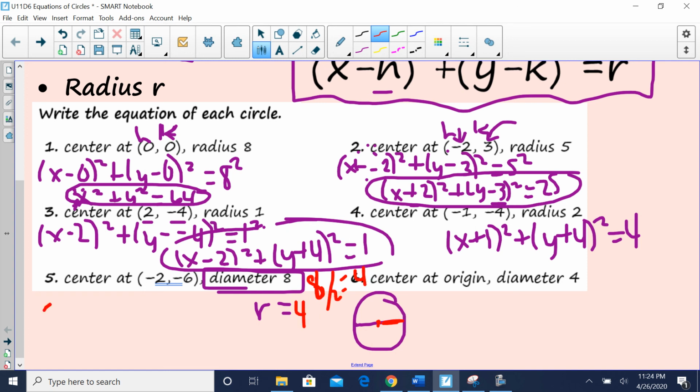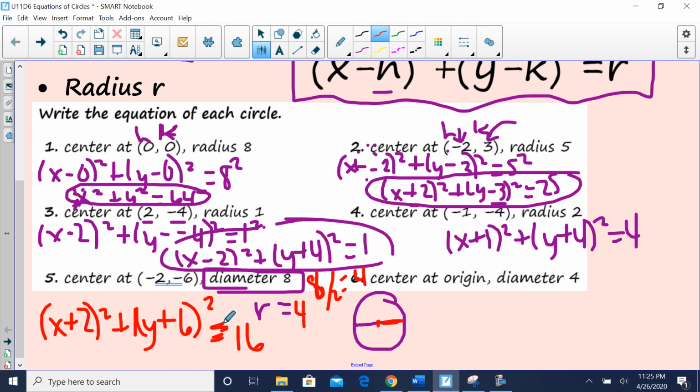And now I can write the equation of my circle. It's (x + 2)² + (y + 6)² = 16. Remember, it's the radius squared, so that would be 4².